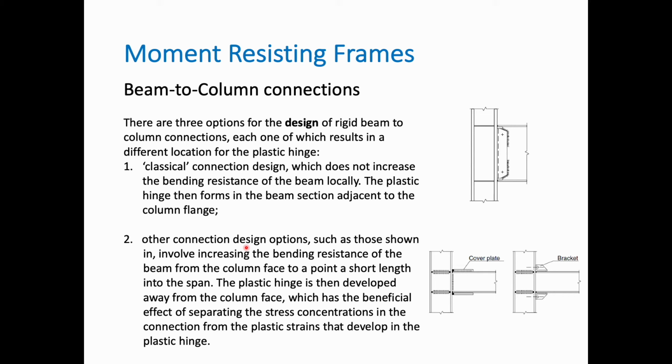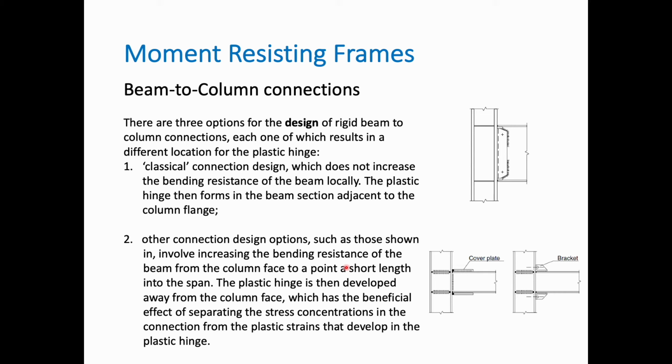When it comes to the detailed design of a rigid beam to column connection, there are basically three different approaches. One is to use a classical connection design. In these cases, probably the plastic hinge will be formed in the beam section adjacent to the column flange. So somewhere here, either before or after the plate, most probably after that plate is where we will get the plastic hinge.